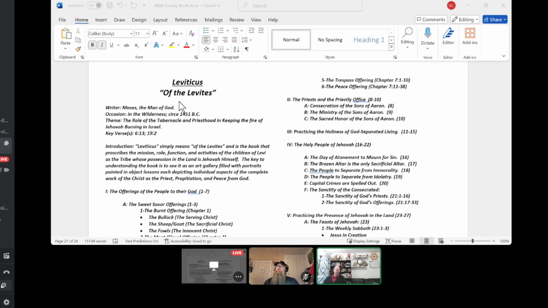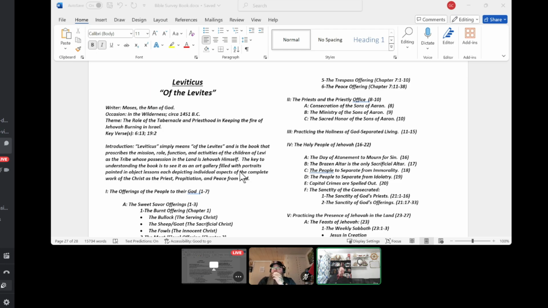It's called Of the Levites, which is what Leviticus means in English, because it primarily deals with the tribe of Levi, the family of Aaron, the priests of God, and their ministry and function as the intercessors between God and man, those who speak to God on man's behalf. This is really the book that more than any other focuses on the Levites and the tabernacle and later the temple ministries. So the overview: Moses, the man of God, is the author.